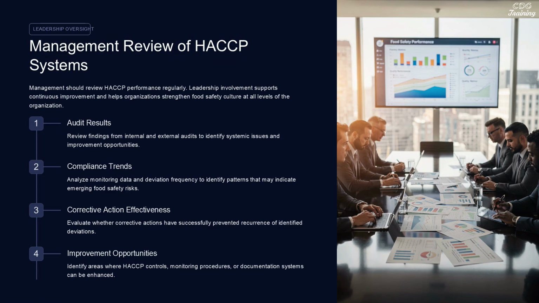Compliance trends analyze monitoring data and deviation frequency to identify patterns that may indicate emerging food safety risks. Corrective action effectiveness evaluates whether corrective actions have successfully prevented recurrence of identified deviations. Improvement opportunities identify areas where HACCP controls, monitoring procedures, or documentation systems can be enhanced.